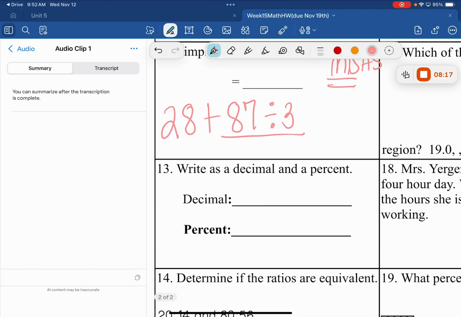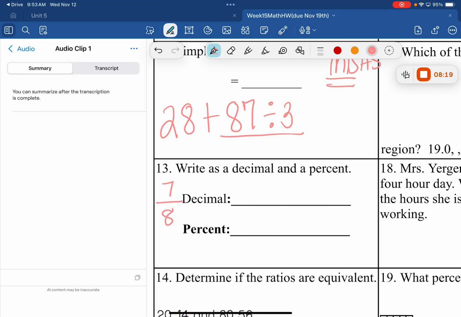Write as a decimal and a percent. You have 7/8. Start by doing top in, bottom out, divide. For your percent, you move the decimal 2 places and add the percent sign.